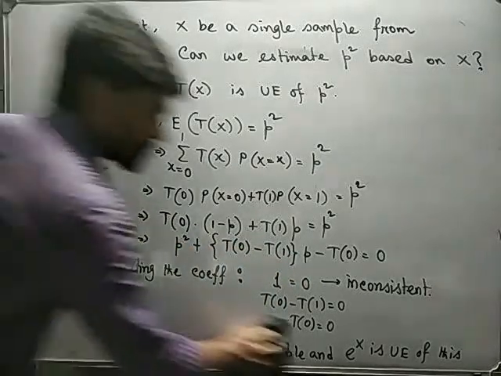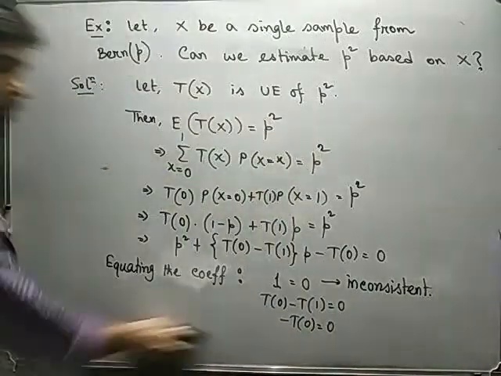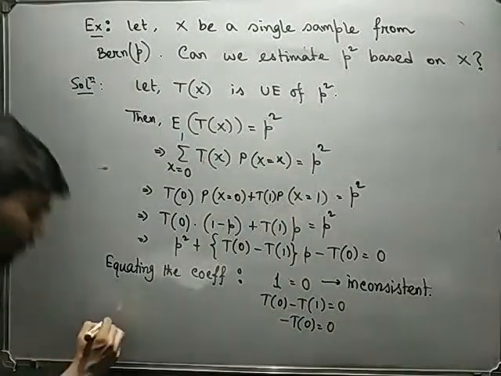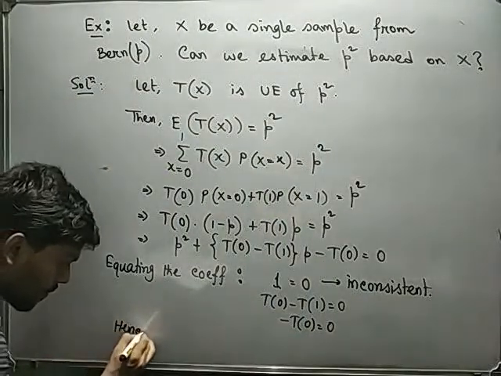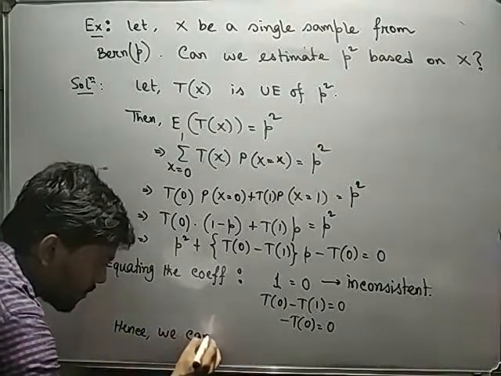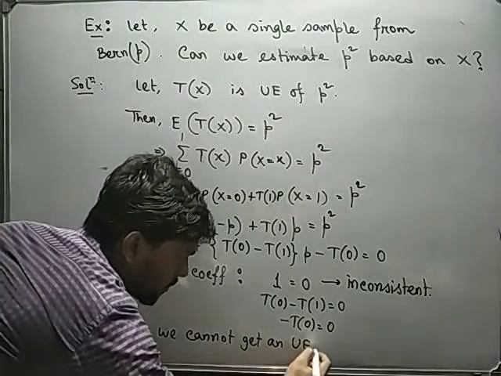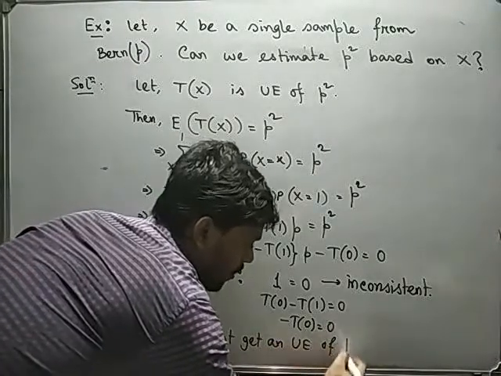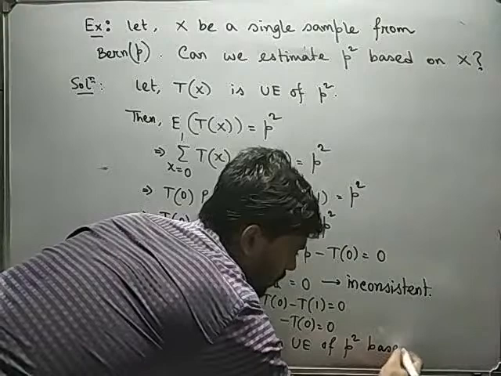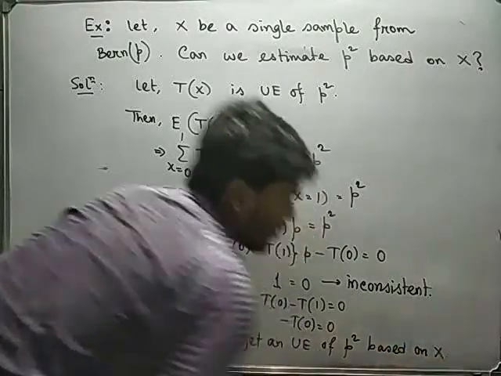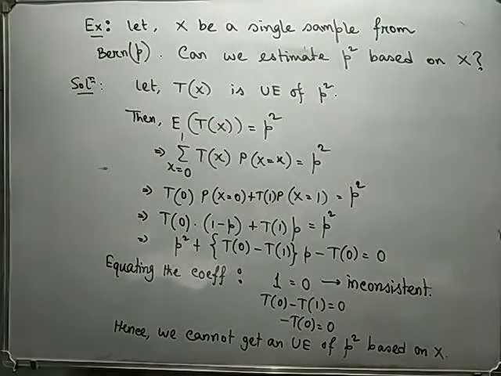So hence we cannot get an unbiased estimator of p square. So we cannot get an unbiased estimator of p square based on capital X. Okay. So let's have a result for that now.